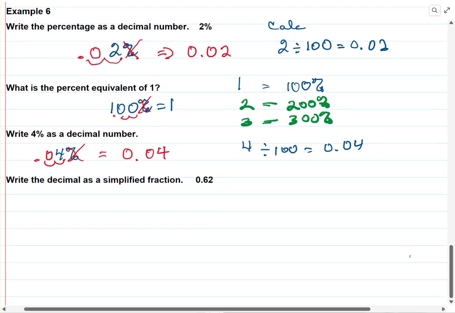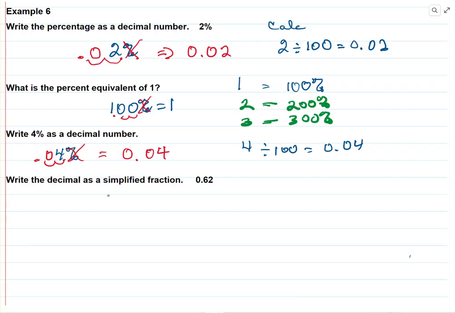Write the decimal as a simplified fraction. All right, well, this is 100, so this would be 62 over 100. We know that 0 and 2 are even, so I'm going to divide by 2, the numerator and denominator. That'll give me 31 over 50. 31 is prime. There's no numbers that multiply evenly to get it as a product. So we're done. Thank you for listening.